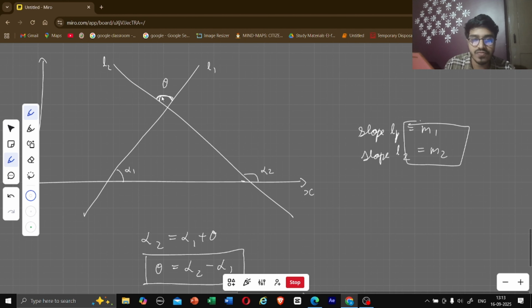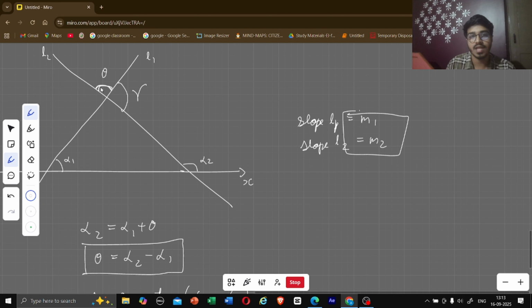Now, if this is theta, consider this as gamma. Now, this is also an angle of intersection, right? We consider this as an angle of intersection. Now, we will see for this. See, now theta plus gamma is equals to 180 degree, right? Why? Supplementary angles. If you add both, it will be 180 degree. So, theta plus gamma is equals to 180 degree. Gamma is equals to 180 minus theta.